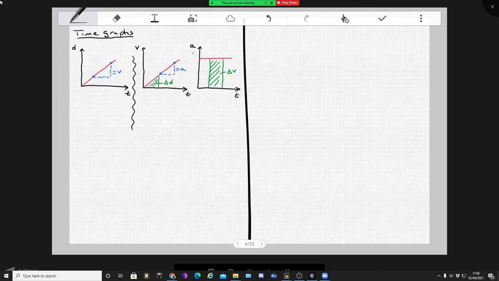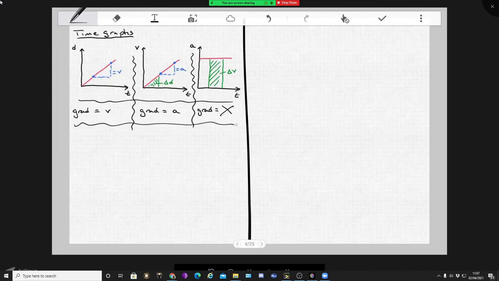If I just sort of turn this into a bit of a table here, because tables are good. They help us remember because they become pictorial. As far as gradient is concerned, the gradient is equal to the speed. The gradient is equal to the acceleration. The gradient or the slope is not relevant. The area is not relevant. The area is the change in position. Normally, that's like the complicated way of saying the distance traveled. And the area is the change in speed.